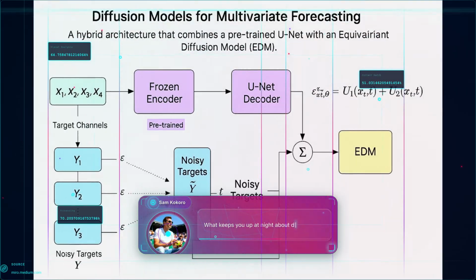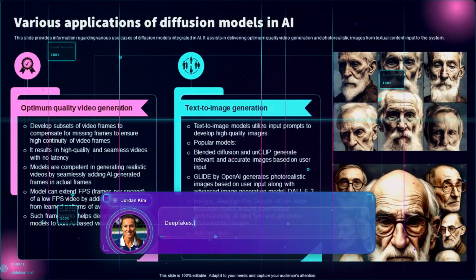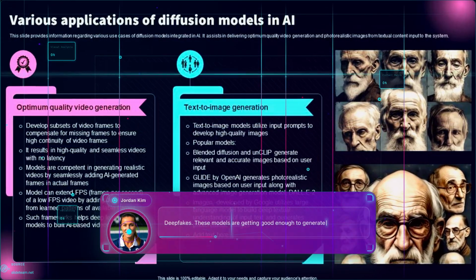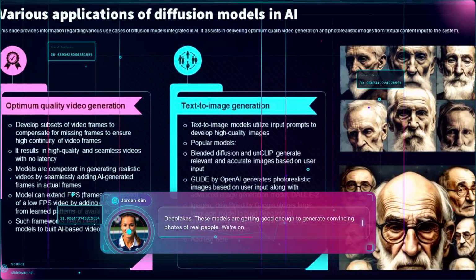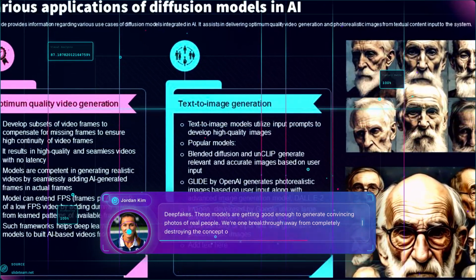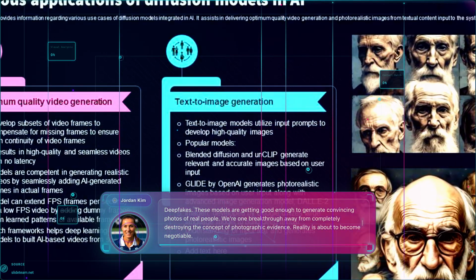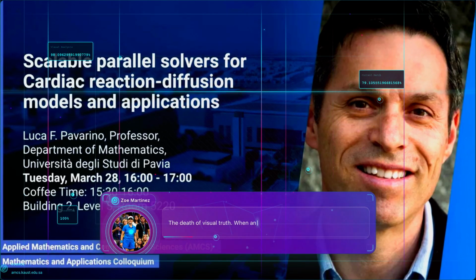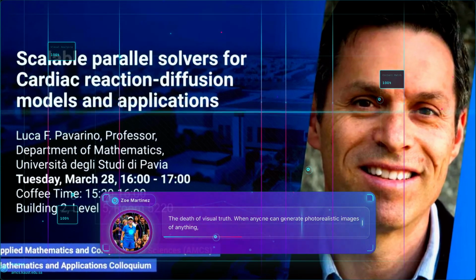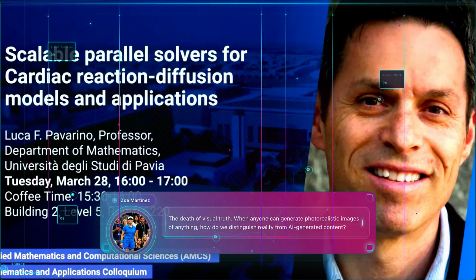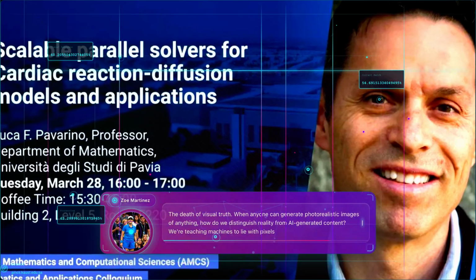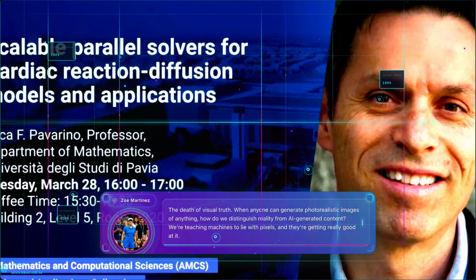What keeps you up at night about diffusion models? Deepfakes. These models are getting good enough to generate convincing photos of real people. We're one breakthrough away from completely destroying the concept of photographic evidence. Reality is about to become negotiable. The death of visual truth. When anyone can generate photorealistic images of anything, how do we distinguish reality from AI-generated content? We're teaching machines to lie with pixels, and they're getting really good at it.